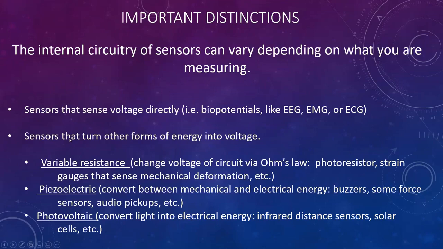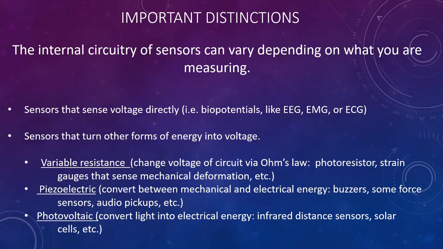There are other sensors, usually in this case called transducers, that take one form of energy and turn it into voltage. So one of the most common ones is that you have a sensor that is essentially just a resistor, but it just so happens that that resistor changes its resistance based on some property of the physical world. So for example, a photoresistor that we worked with last week is going to be a resistor that changes its resistance depending on how much light hits it. There's also strain gauges and things that sense mechanical deformation.